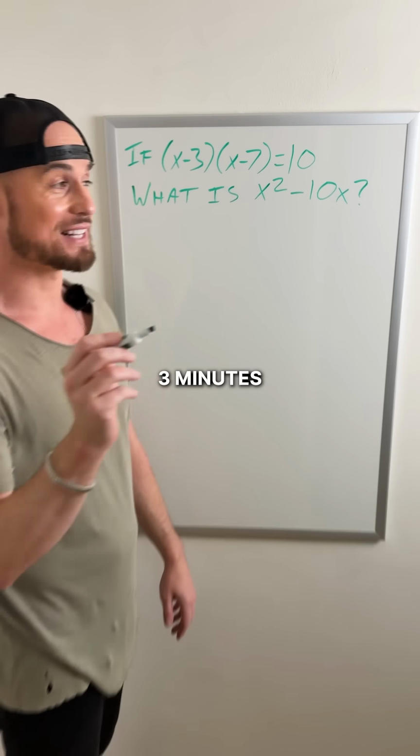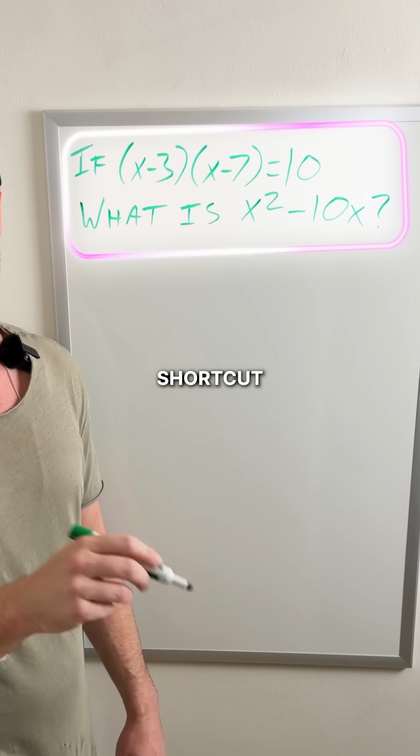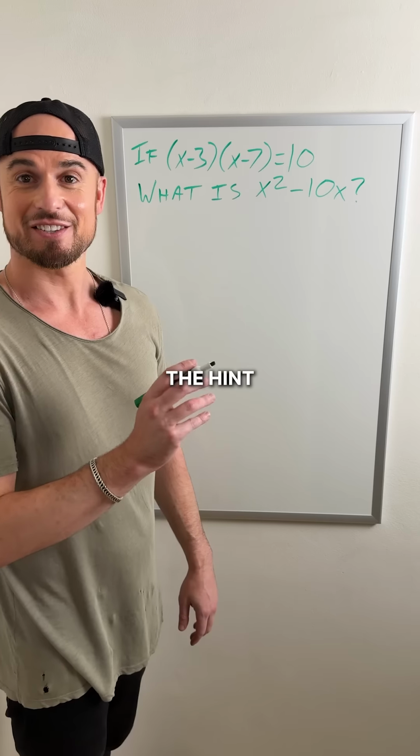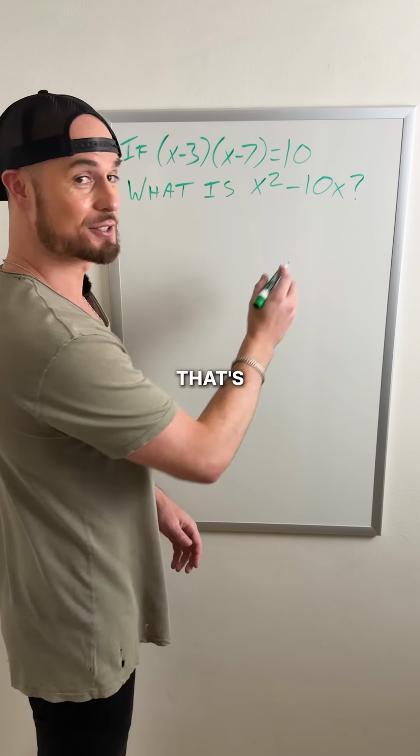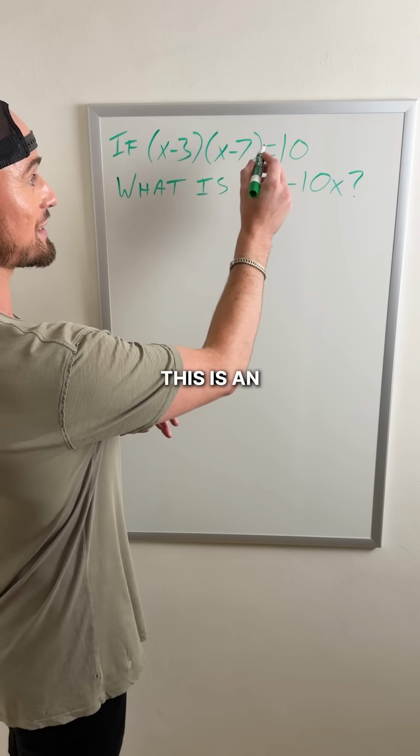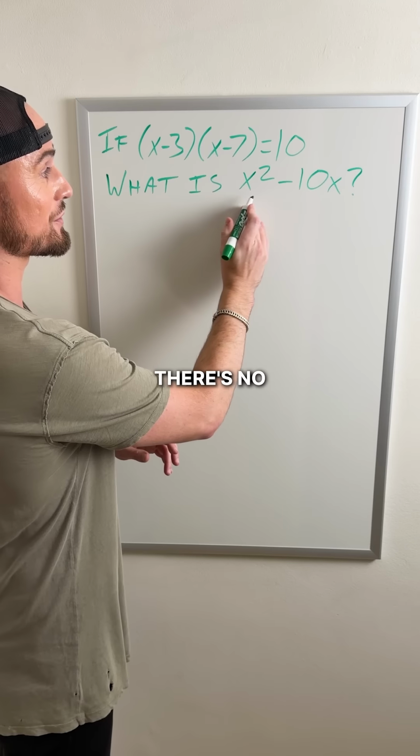If you're spending 3 minutes on this SAT math problem, use this shortcut to answer it in under 30 seconds. Here's the hint. It's asking for an expression. That's what it's called when there's no equals sign, okay? This has an equals sign. This is an equation.